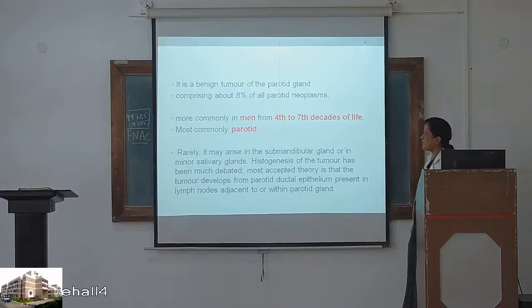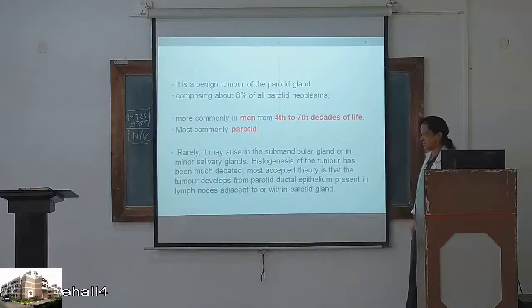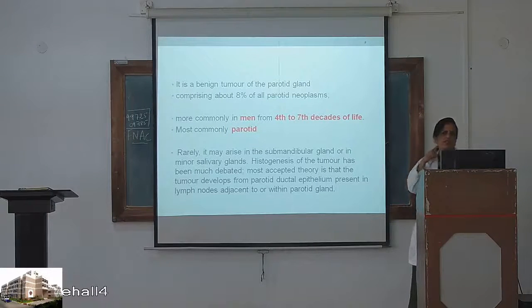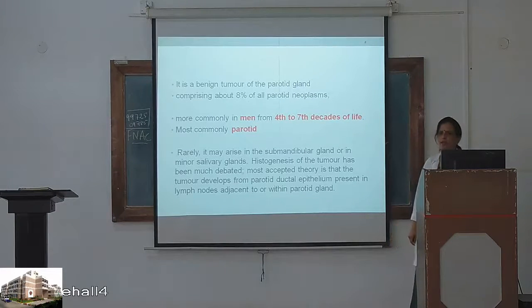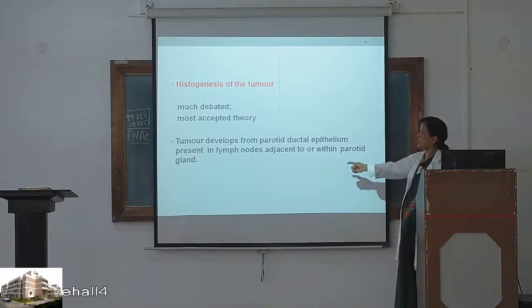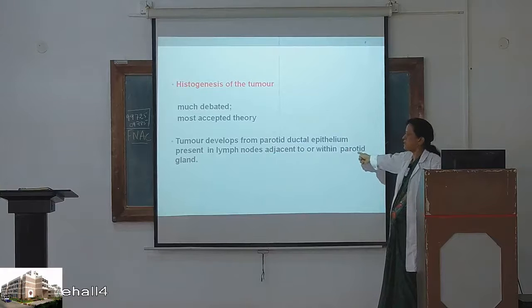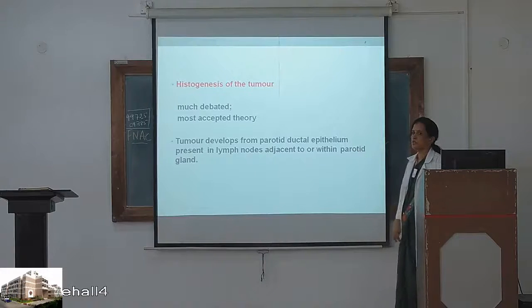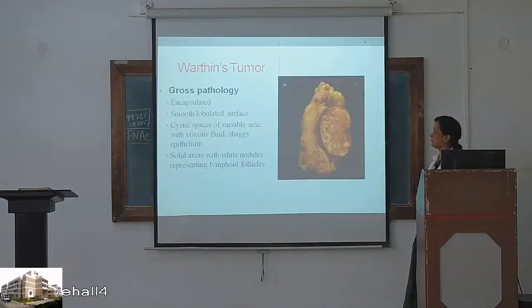They say it arises from the parotid ductal epithelium that is present in lymph nodes adjacent to the parotid. There are lymph nodes here, right? So some parotid epithelial cells which are there in the lymph node, from there it arises. Maybe a developmental issue. So the tumor develops from parotid ductal epithelium present in lymph nodes adjacent to or within the parotid gland. So happy. Why? Because this tumor is composed of a lot of lymphoid tissue.